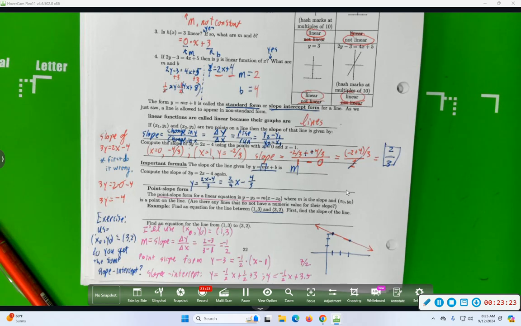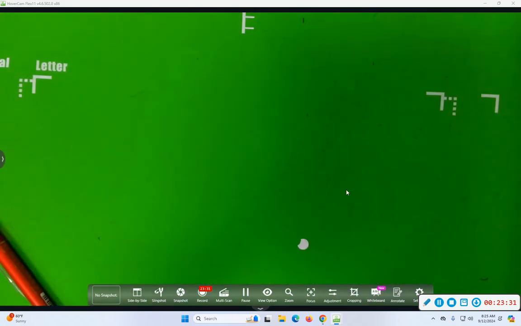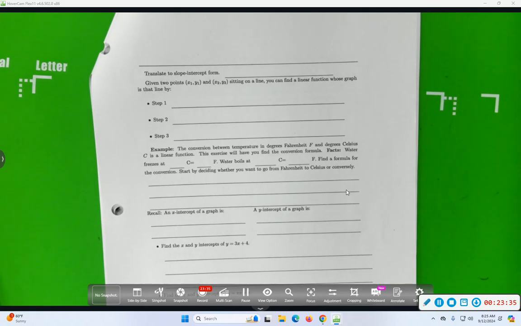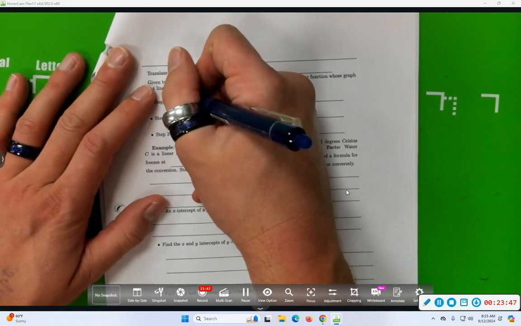All right, any questions about what we've done so far? All right, so let's keep plugging along. In general, let's suppose I give you 2 points sitting on a line. Was there anything special about the 2 points that I gave you here? Nah. If you want to find an equation for a line, what do you need to do?